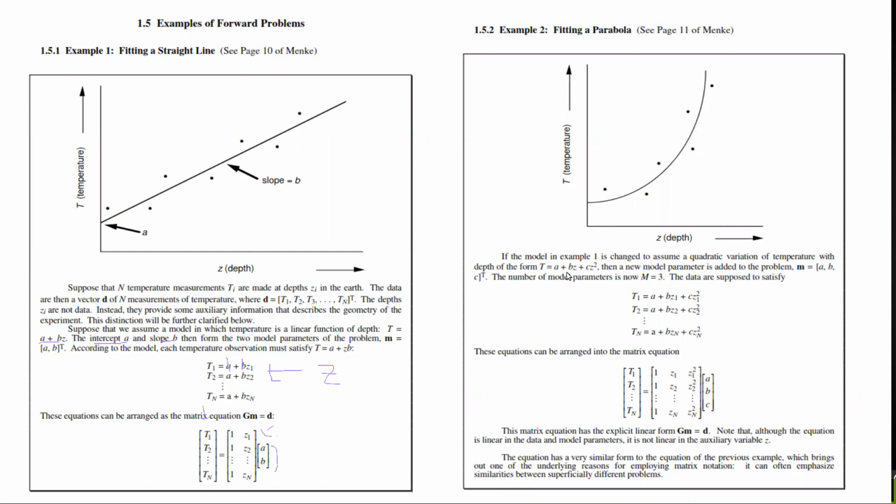But if we assume that temperature is related to depth by a quadratic equation, then in this case our model parameters will be A, the constant term, B, the linear term, and C, which is the quadratic coefficient. So now we have 3 model parameters. Given any Z, this coefficient matrix is known, so we can compute it, and the unknowns are A, B, and C. So this is how we cast our forward problem.